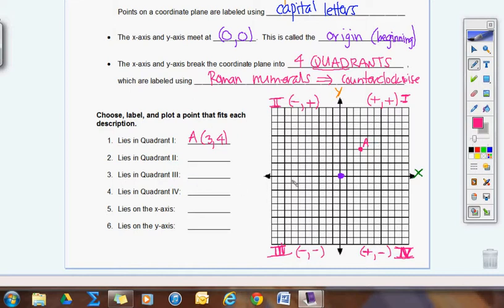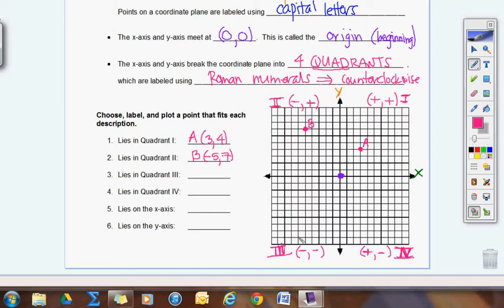In quadrant 2, okay, so now I need a negative x and a positive y. So a negative x would be like negative 5, and a positive y would be like positive 7. So if I wanted to plot the point (-5, 7), here's negative 5, 1, 2, 3, 4, 5, to the left 5, but then go up 7. 1, 2, 3, 4, 5, 6, 7. And I'll call that point B, capital letter B.